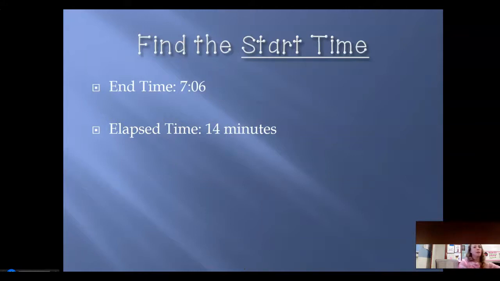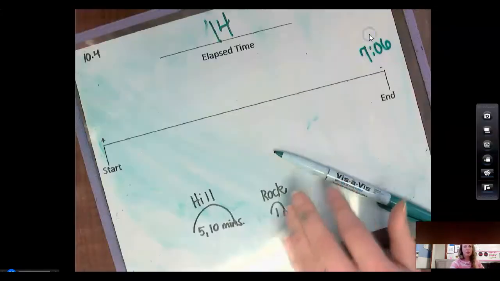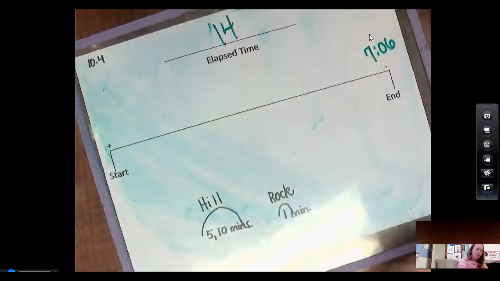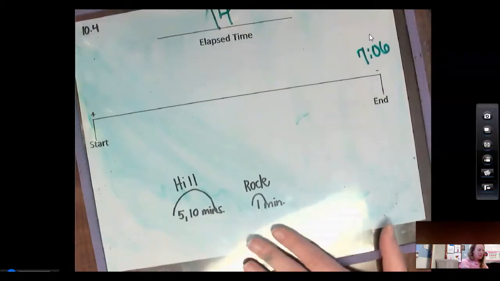So this time they switched the directions on us. We're finding a start time. The end time is 7:06. Erase those boards, kiddos. All right, so our end time was 7:06, so I'm going to put 7:06 at the end time. My elapsed time is 14 minutes. All right, so your boards, kiddos, should look like this. 7:06 at the end, 14 minutes elapsed. Go ahead and pause the video if you need to get that set up.